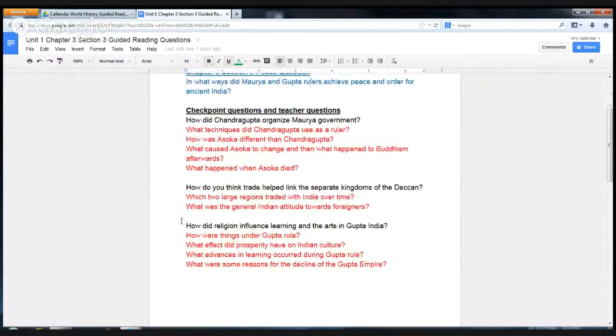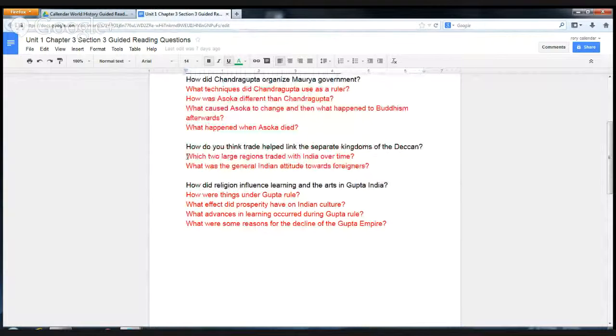The next checkpoint question is, how do you think trade helped link the separate kingdoms of the Deccan? And what you'll do now is look for these two questions. So number one, which two large regions traded with India over time? And then look for, what was the general Indian attitude towards foreigners?